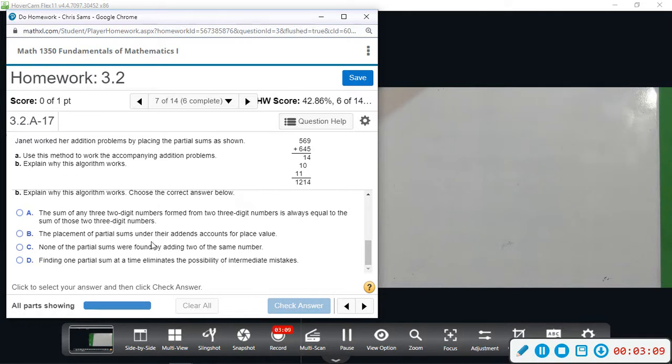Okay, none of the partial sums were found by adding 2 of the same number, and then finding one partial sum at a time eliminates the possibilities of intermediate mistakes. Okay, so what we were actually doing, we were adding the placement of the partial sums under the add-ins. So this is the explanation that's going to explain why this algorithm works.